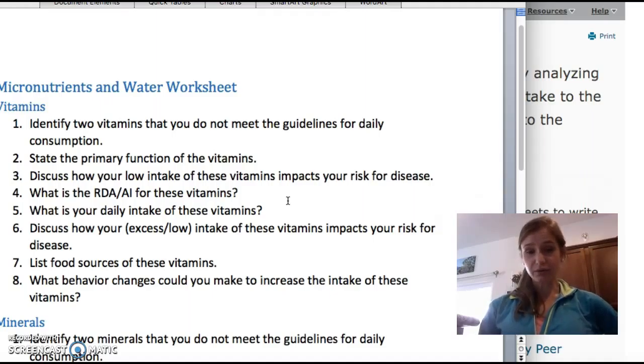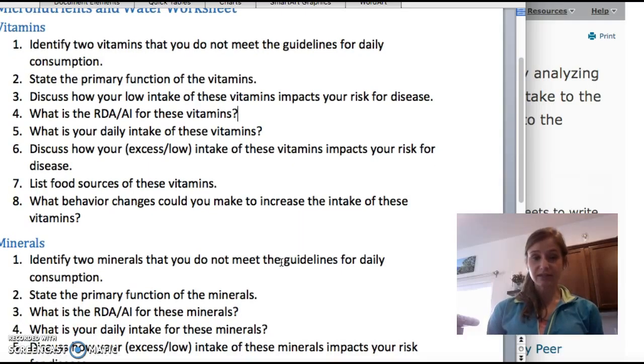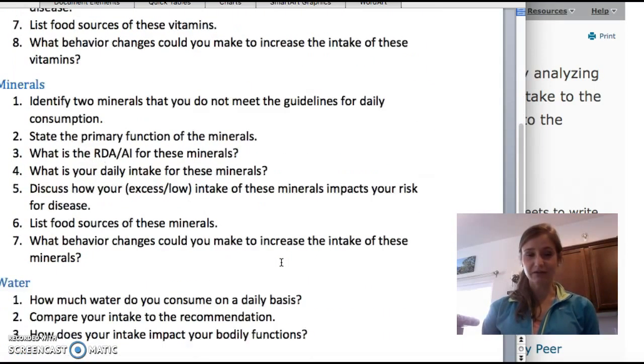And what you're going to go through and do is identify 2 of those vitamins and minerals that you may fall short on, and state the functions of them, how your low intake might affect your risk for disease, maybe deficiencies, for instance. Noting the recommendations for each of these vitamins and minerals, food sources of those vitamins and minerals, and just becoming more familiar with those vitamins and minerals themselves so that you can actually improve upon your eating habits to make sure that you're meeting all of your needs.